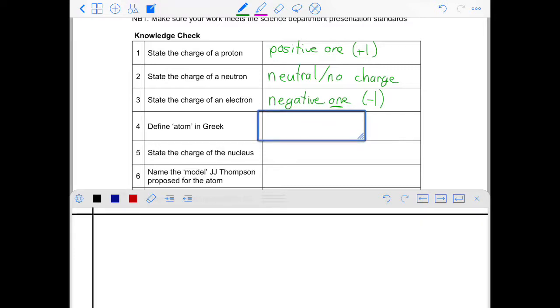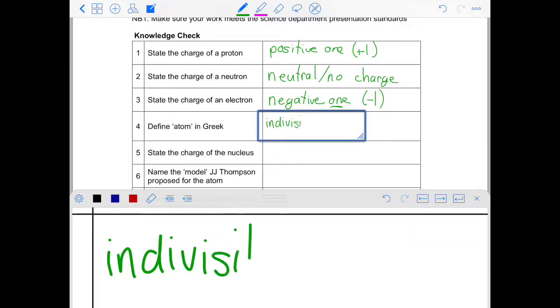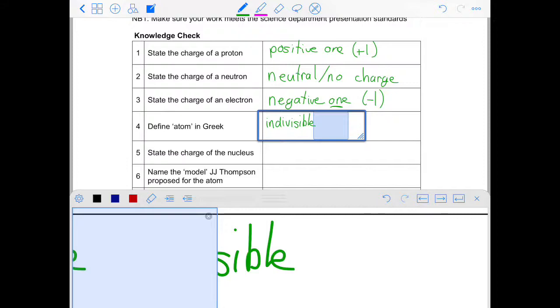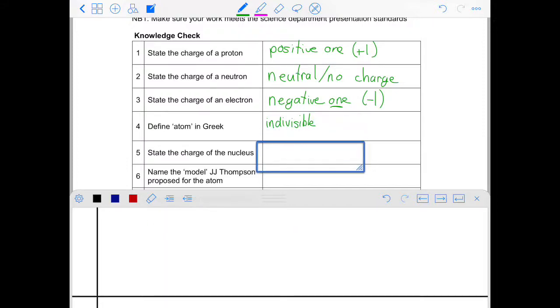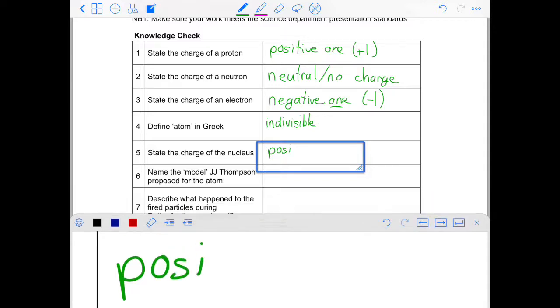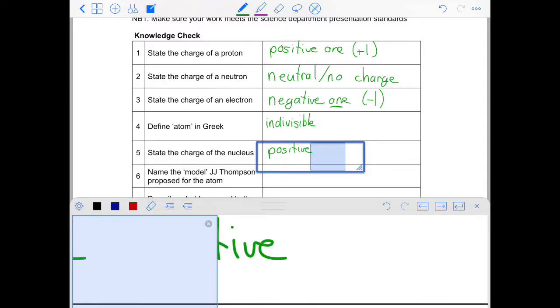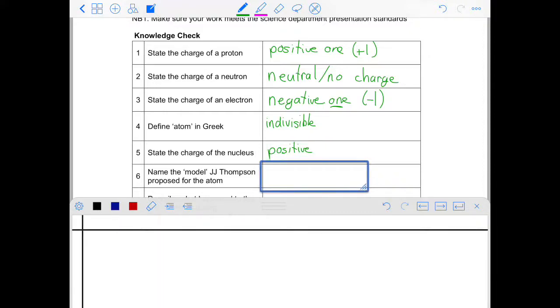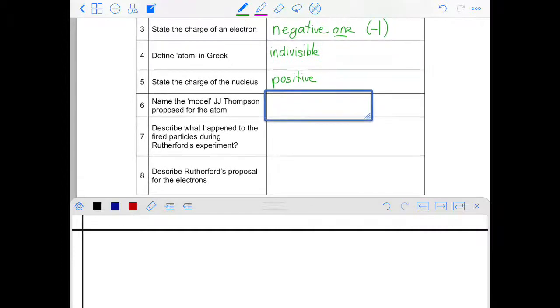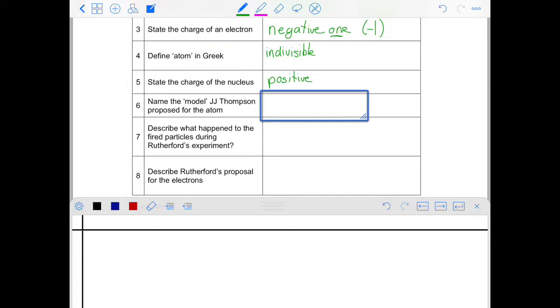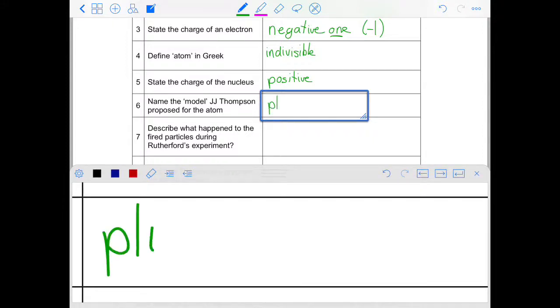Define atom in Greek. So the definition, what does that word mean? It means indivisible or cannot be divided, would work as well. The charge on the nucleus itself is positive. You do not need a number for this because every nucleus has a slightly different positive charge. The name of the model J.J. Thomson proposed for the atom. J.J. Thomson proposed the plum pudding model.